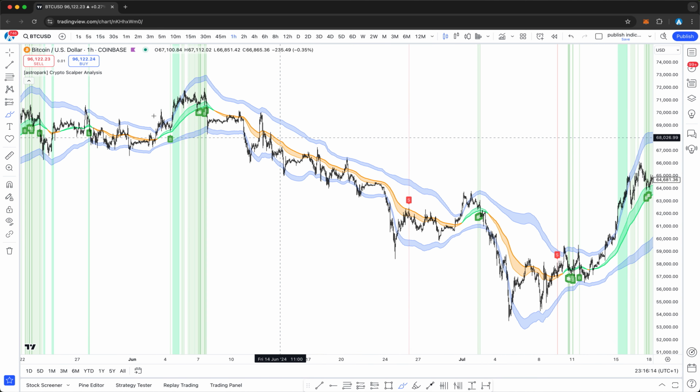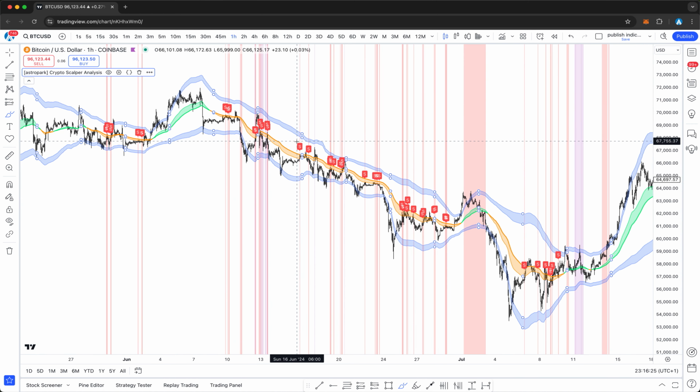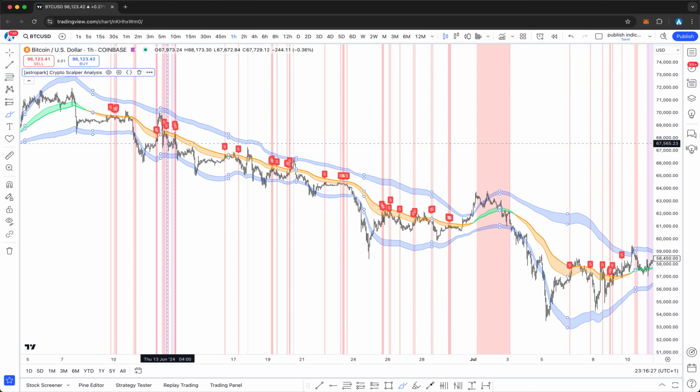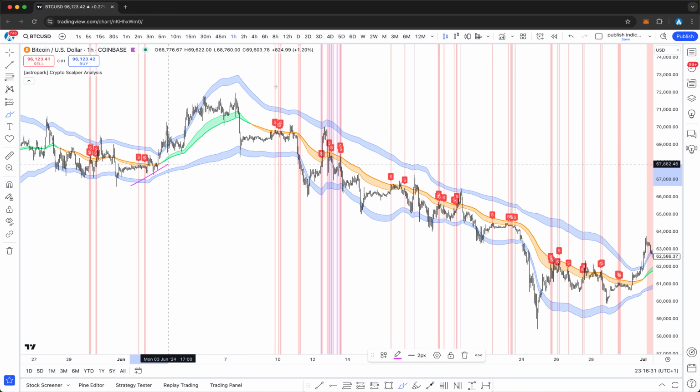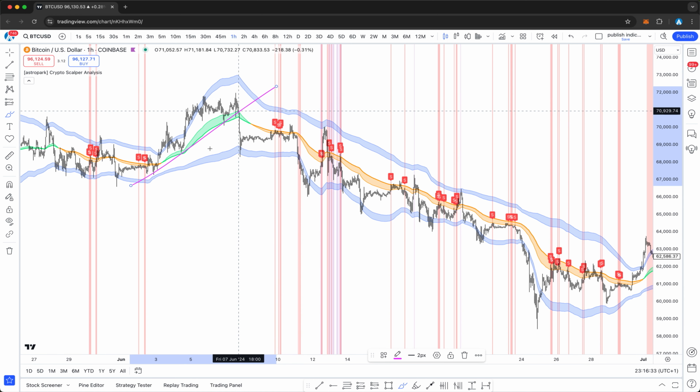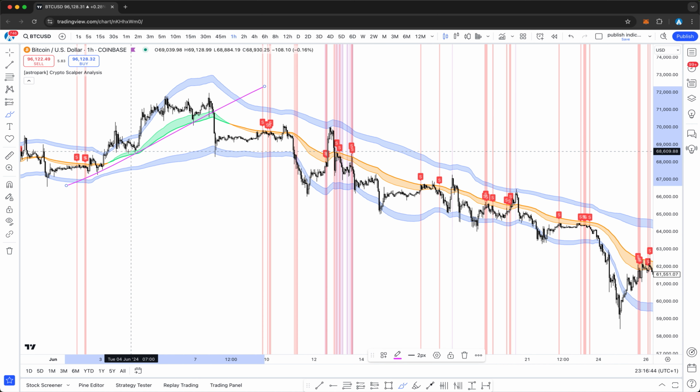Okay, clear bearish trend. Let's highlight also how this indicator works on a bearish trend. Clearly, as you can see here, the trend was broken. We have a higher high, lower high, higher high, lower high. At some point we have a breakdown.